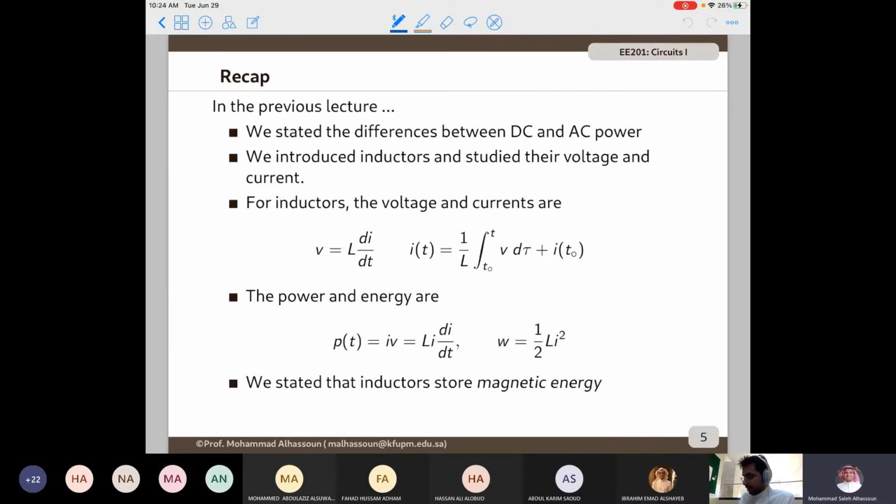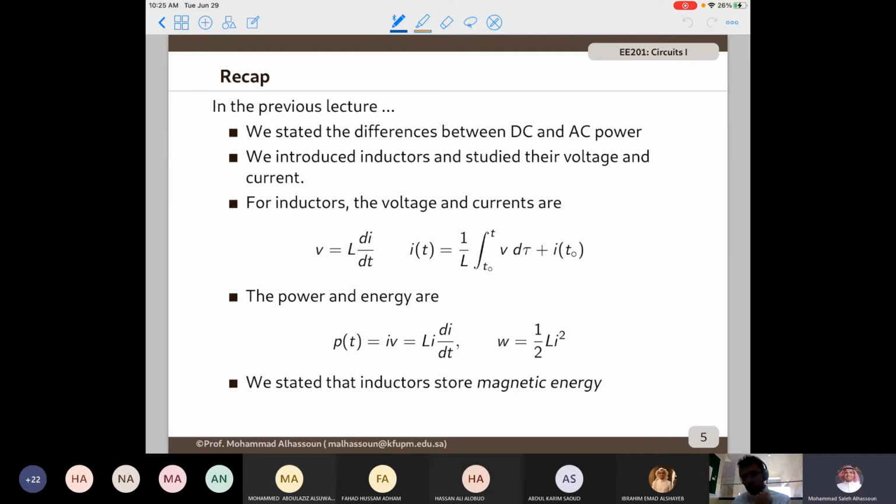Going over what we did last time, we stated the difference between DC and AC power. In a DC system we have a current or a voltage that's constant with respect to time. An example of that is a battery. AC is short for alternating current, and it's something that's changing with respect to time. An example of this is the power supplied by the electric company.